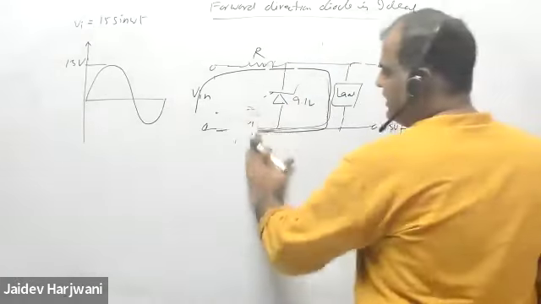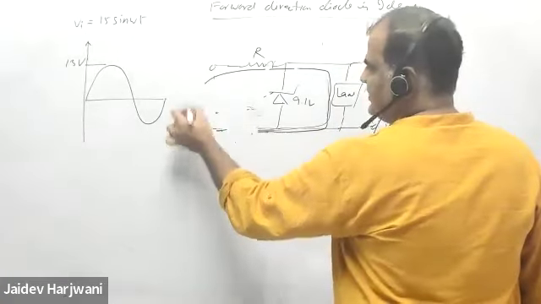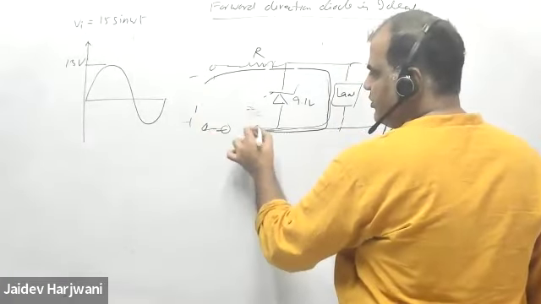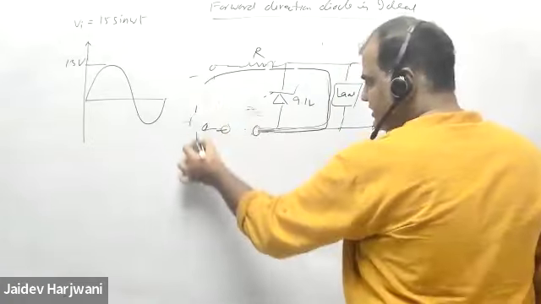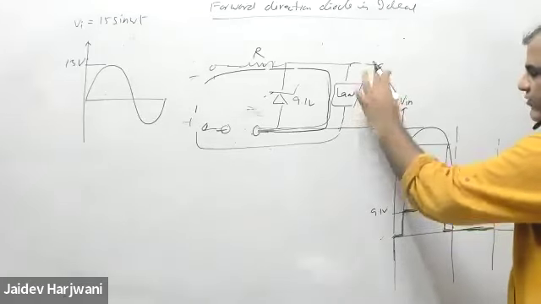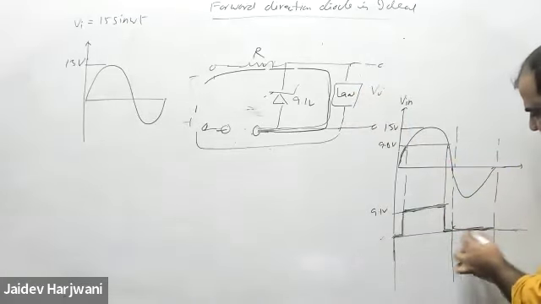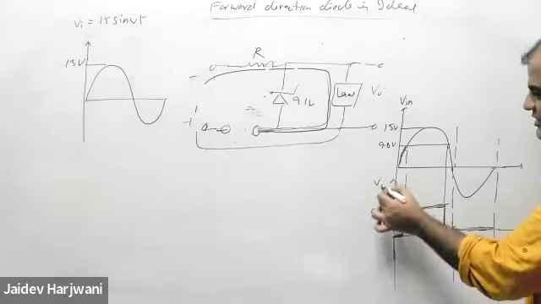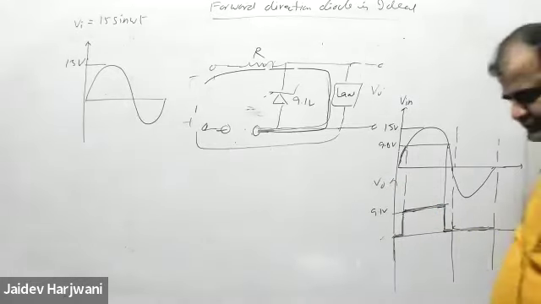Now the reverse cycle: this part is plus, this is minus, which makes this diode reverse biased. So in reverse bias, current cannot flow here. That means you cannot get V load. So for reverse bias, I am getting the output as 0.